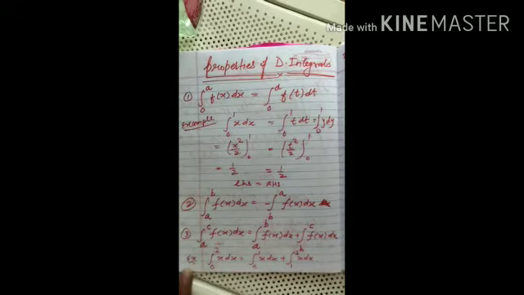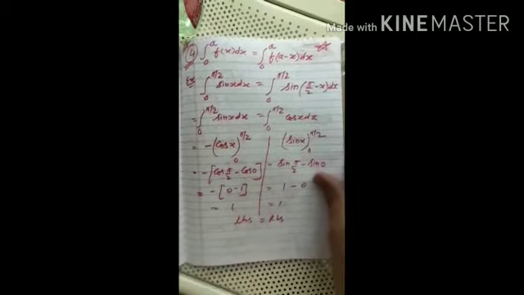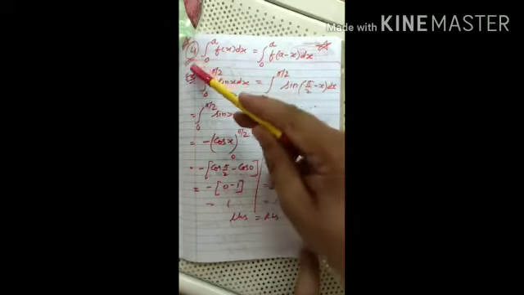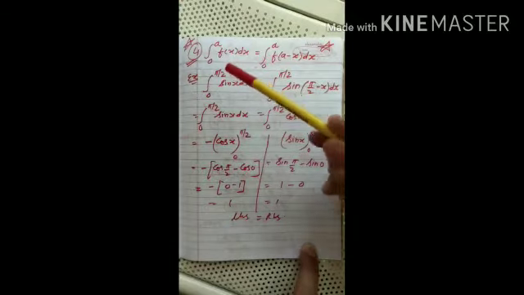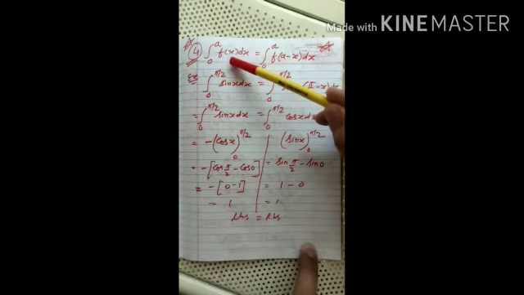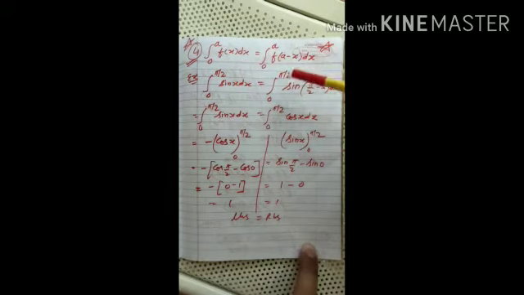Now the next property, that is property number 4. This is a very important property. Integration from 0 to a of f(x) dx is equal to integration from 0 to a of f(a minus x) dx. Here, where we have f(x), we can replace x with a minus x, that is, subtract x from the upper limit.